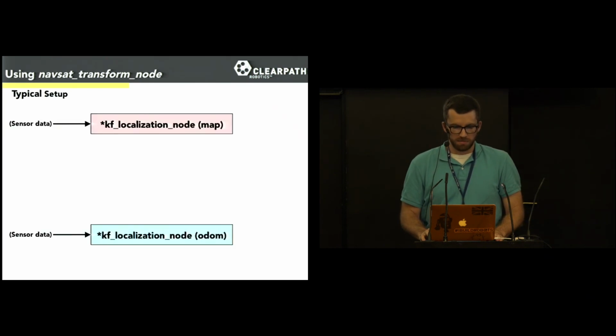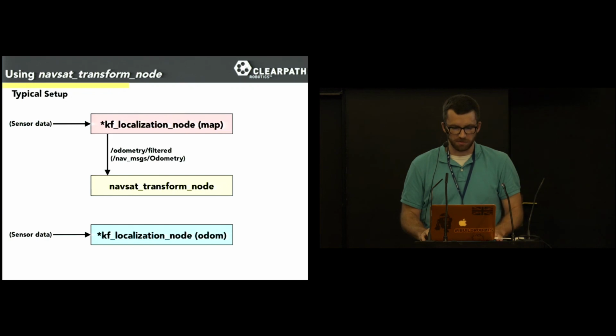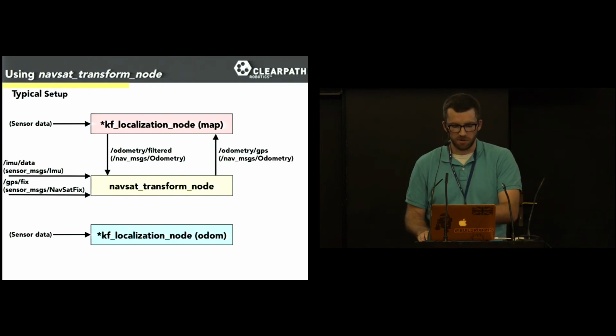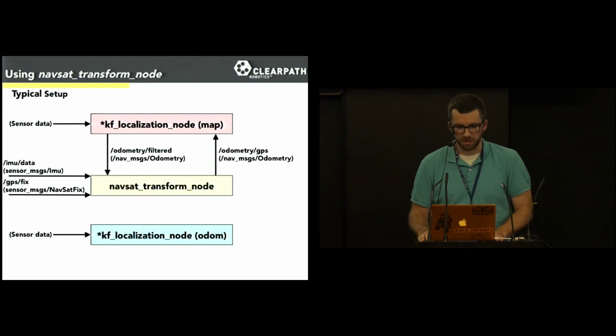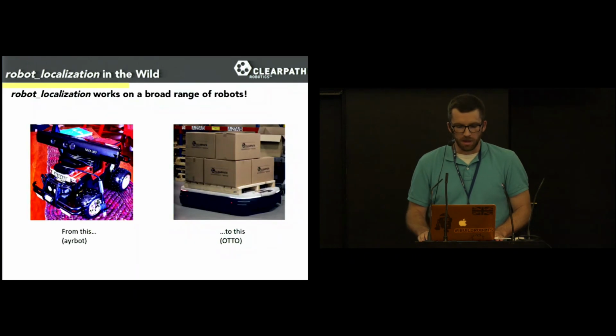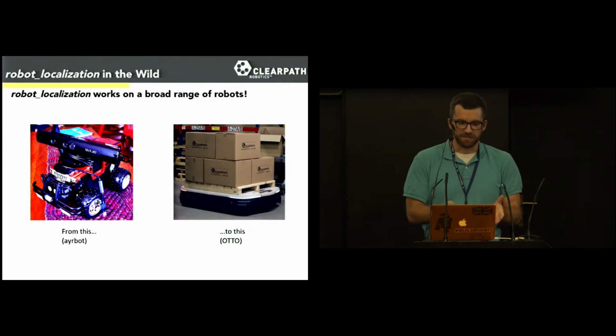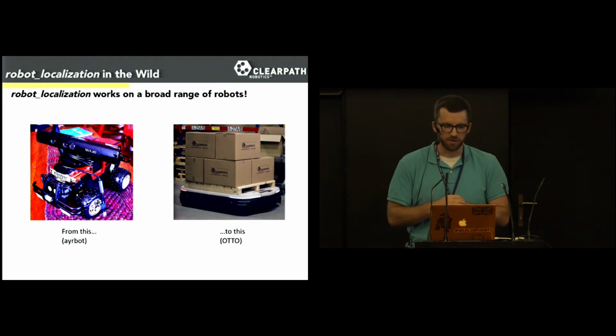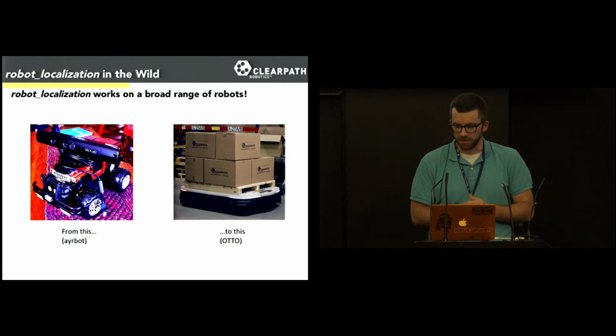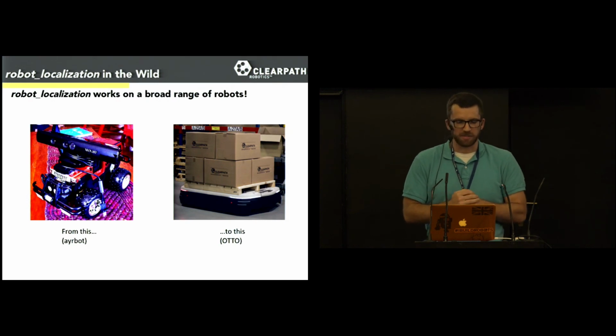Typical setup for navsat_transform_node, I'll just fly through this. Here's the odom instance, the map instance. These are all the inputs to navsat_transform_node, and then it spits everything back to the EKF. Final point here, robot_localization works on a broad range of robots. On the left, you'll see a tiny little RC car robot I worked with that has an ODROID on board, and it works just fine on that. And then this is Warthog, Clearpath's latest robot, so it definitely runs the gamut.